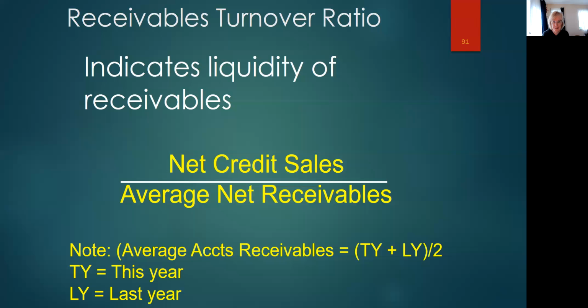Net credit sales, not cash sales, just the credit sales, divided by average net receivables. And by net receivables, remember, we mean accounts receivable minus the allowance for doubtful accounts. Okay, how do we get average net receivables? This year plus last year divided by 2. And that's in your course pack in the middle of page 29.